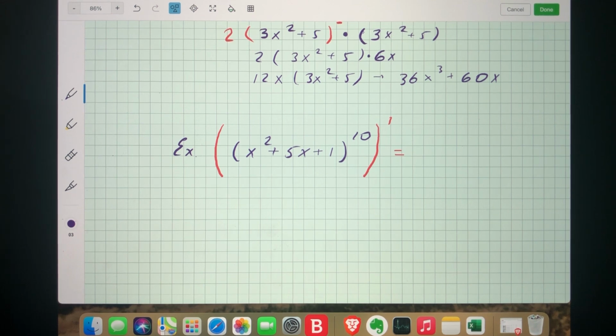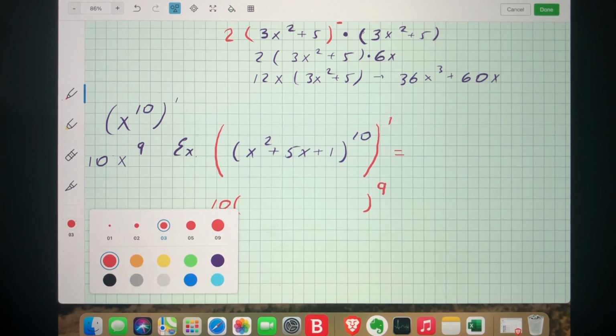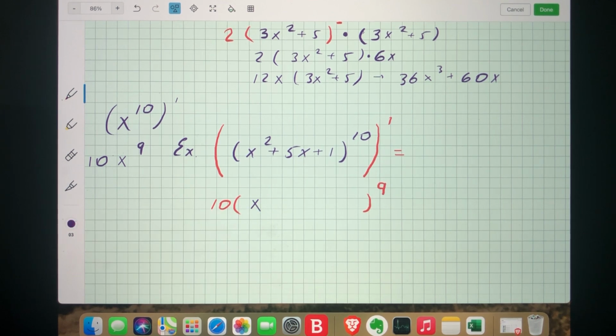The outside appears to be something to the 10th power, so it's like x to the 10th. What's the derivative of something to the 10th? Well, that would be 10 of that something to the 9th. And that's exactly what the derivative of the outside function would be. It would be 10 of that inside to the power 9. And the inside function is unchanged, which is x squared plus 5x plus 1.